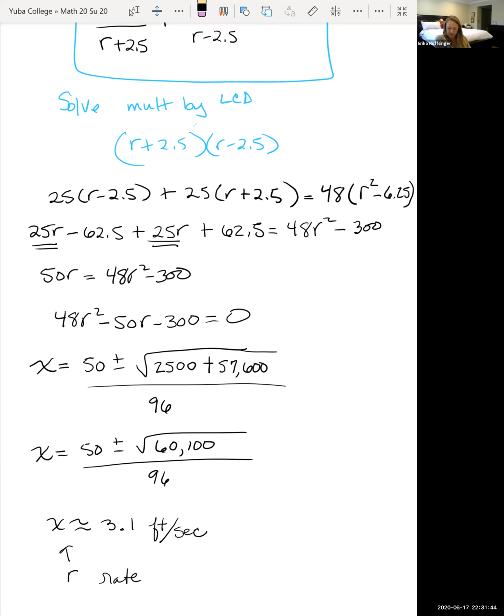If we looked at the square root of 60,100, that's 245. And I notice when I take 50 minus that, I'm going to get a negative number, which doesn't make any sense. And so I don't even have to worry about that one. Okay.